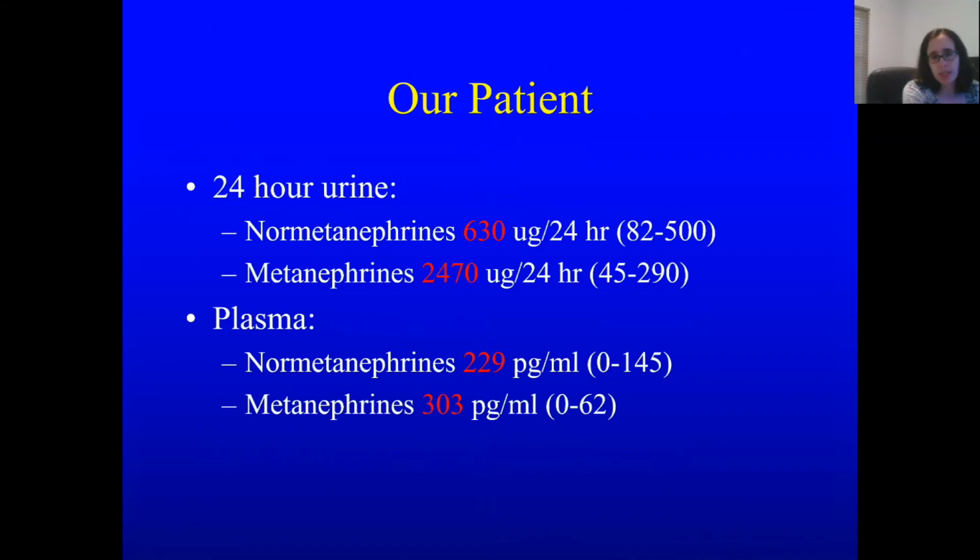So this patient had elevated everything. His norepinephrines were 630, just a little bit high. Metanephrines 2470, that's far greater than 5 times the upper limit of normal. Normetanephrines were a little bit high. Metanephrines very high in the plasma. I ended up doing both. He got both done.